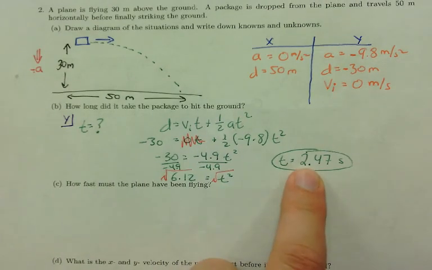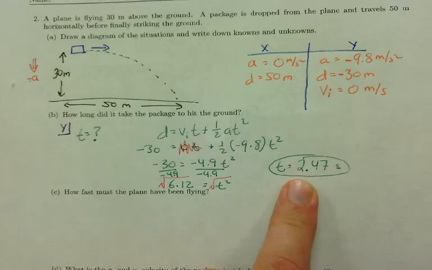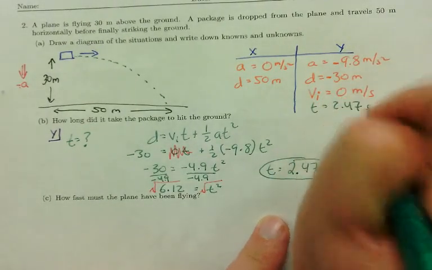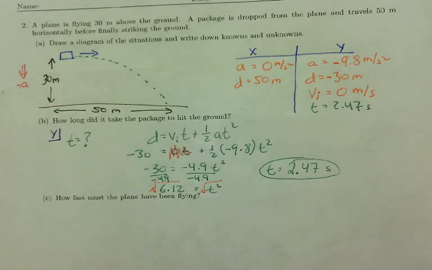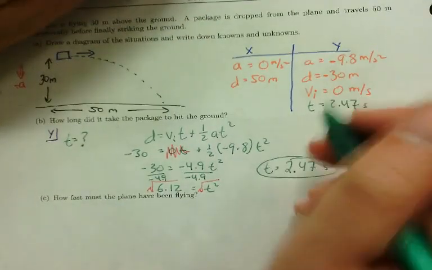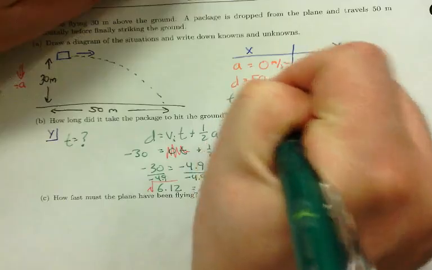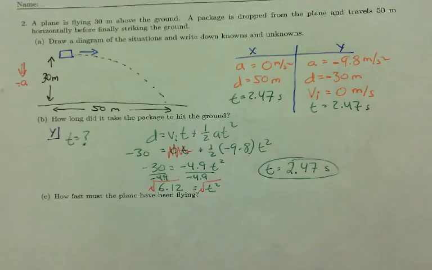Now remember, a time, when you get a time, is the same on both sides. So now that I know that, I'm actually going to write it as in the y direction where I solved it. But sometimes I call the time the bridge variable because it's the one variable that connects the two dimensions together. So if it's 2.47 here, time is also 2.47 in the x direction.